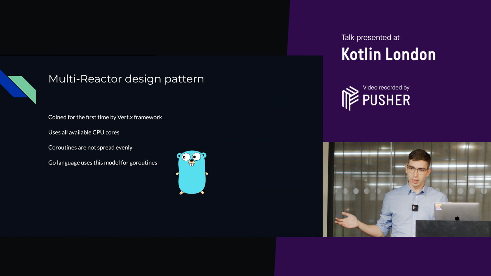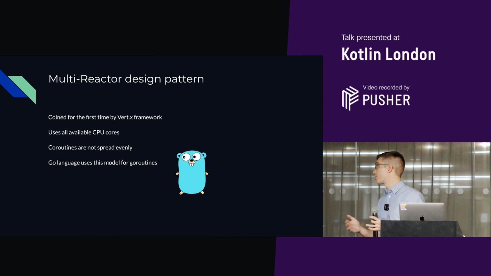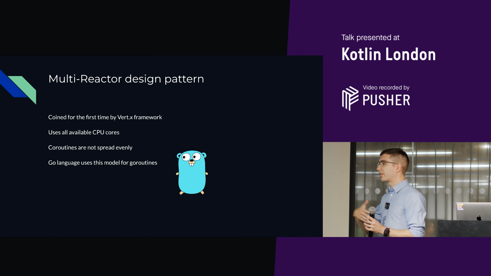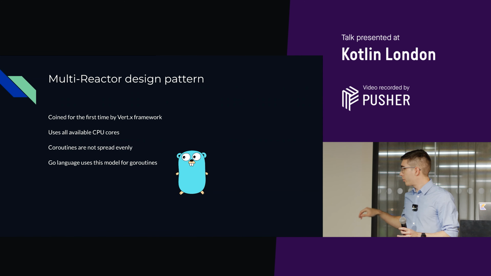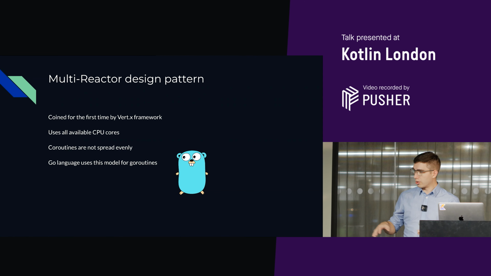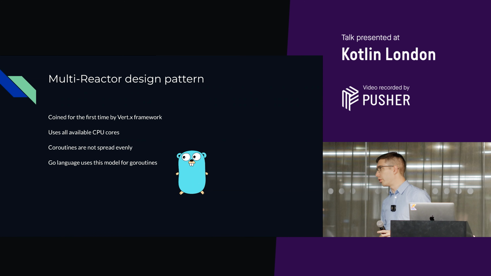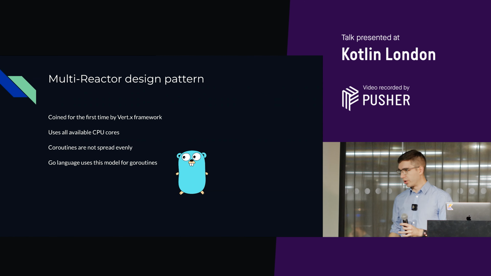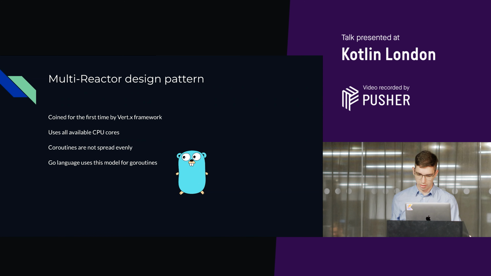So as you've seen, I had 8 CPU cores, so my coroutines are spread across all cores, but they are not spread evenly. And Go language uses this model for Go routines. So if you heard about Go routines in Go, they are just coroutines, very similar to what Kotlin does. A bit more help from the compiler because they have only one concurrency model, so they could optimize it a bit more.